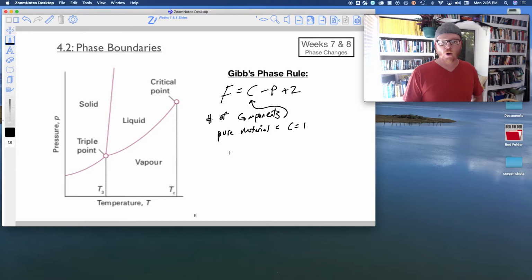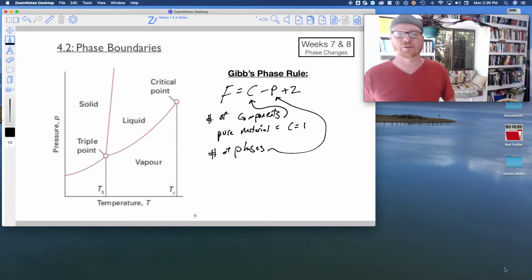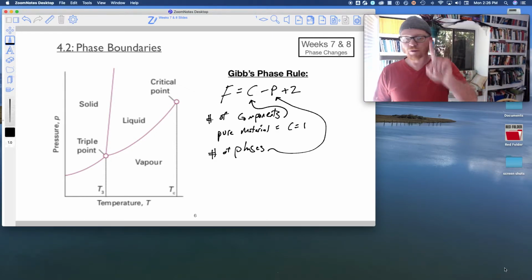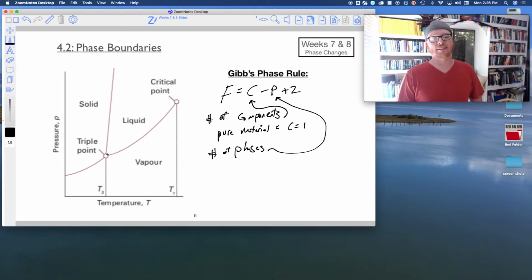Okay, so P is the number of phases. That's pretty descriptive, right? If it's a liquid, that's one phase. But if you're at, let's say, the triple point, there are 3 phases at the triple point. Or if you're on one of these phase boundaries, let's say right there, that's technically 2 phases. You're in a situation where the vapor and the liquid are in equilibrium with each other.